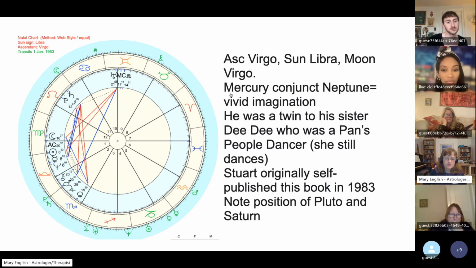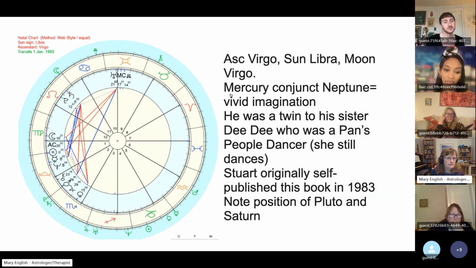So he originally self-published this book in 83. Now note the position of Pluto and Saturn. Pluto is just coming to the end of the sign of Libra. And when he was born, Pluto was in the sign of Leo. So he would have spent an amount of his life under the influence of Pluto. Now it's going further in another direction.